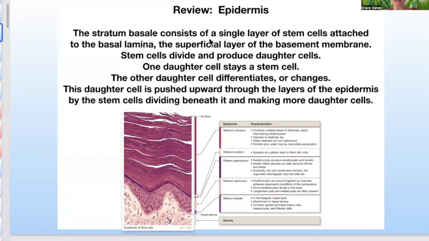The stratum basale consists of a single layer of stem cells attached to the basal lamina, which is the superficial layer of the basement membrane. Then the stem cells divide and produce daughter cells. One daughter cell stays a stem cell. The other daughter cell differentiates as it rises through the layers of the epidermis. The daughter cell is actually pushed up from underneath by more daughter cells that are being made by division of the stem cells underneath.